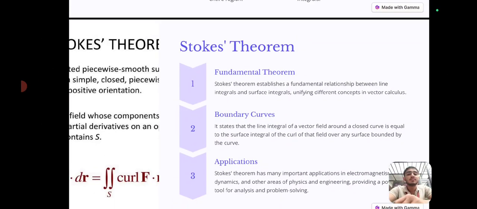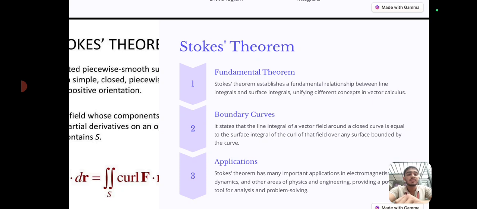Stokes' theorem: fundamental theorem, boundary curves, applications. Stokes' theorem establishes the fundamental relationship between line integrals and surface integrals, unifying different concepts in vector calculus. Boundary curves: it states that the line integral of a vector field around a closed curve is equal to the surface integral of the curl of that field over any surface bounded by the curve.